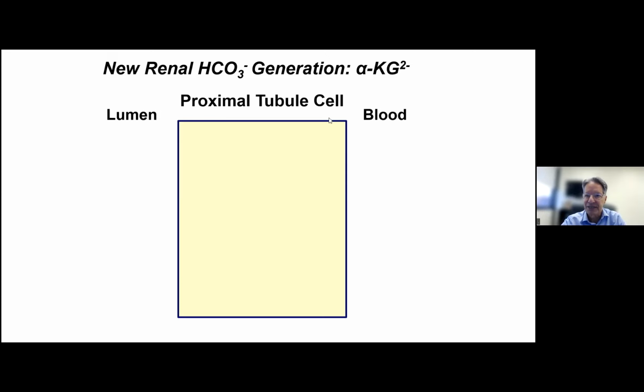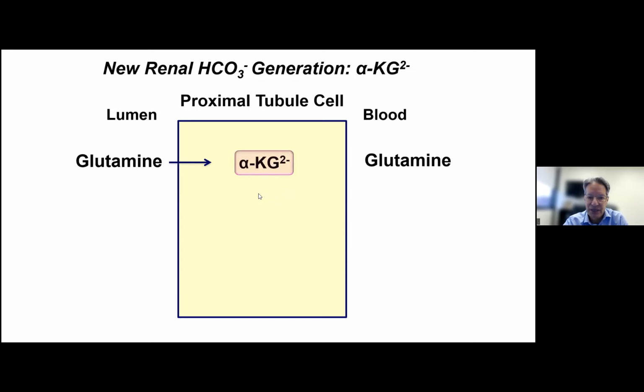Well, it turns out the kidney does it mainly from something called alpha-ketoglutarate. Alpha-ketoglutarate is derived from glutamine. Mostly it comes in from the apical membrane. It's one of the amino acids in our diet. It's in all proteins that we eat. Glutamine can also come from the basolateral side, but less than the apical side. And in the mitochondria of the proximal tubule, glutamine is turned into alpha-ketoglutarate.